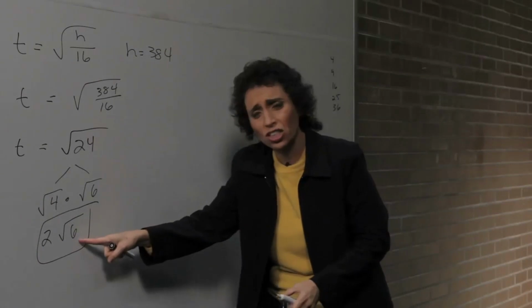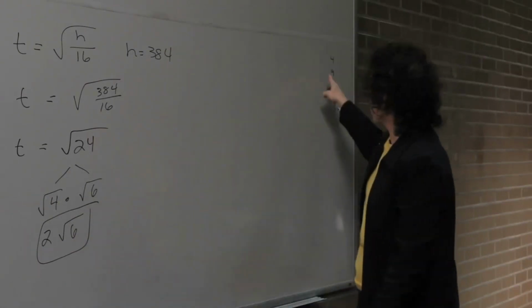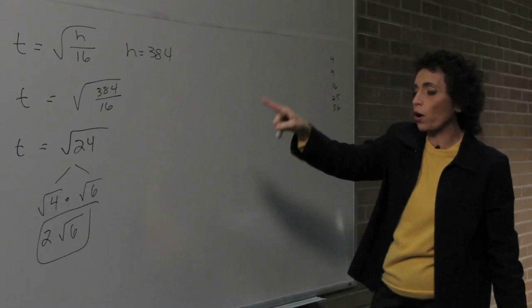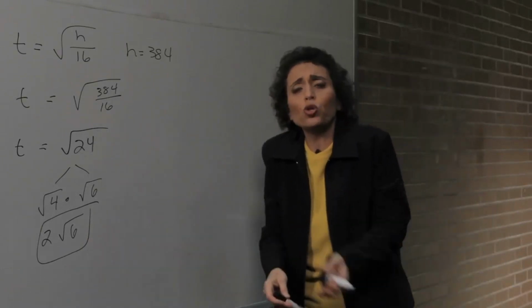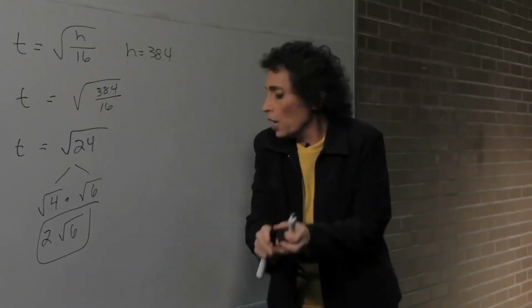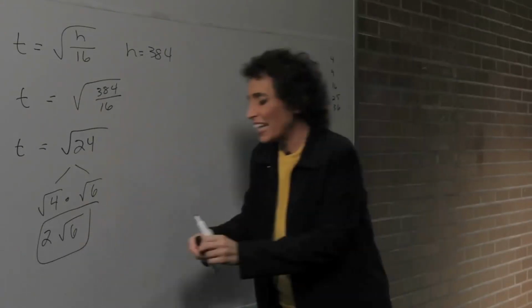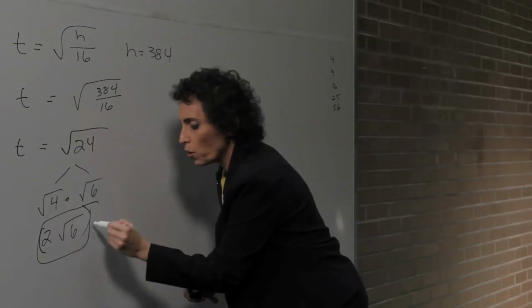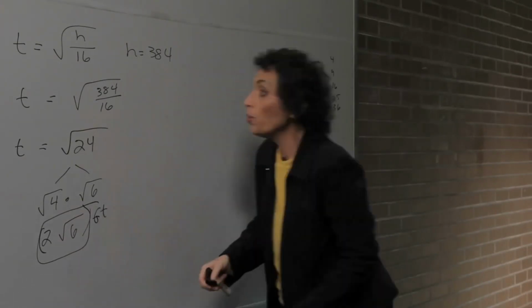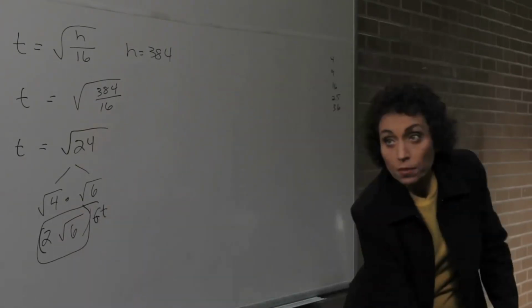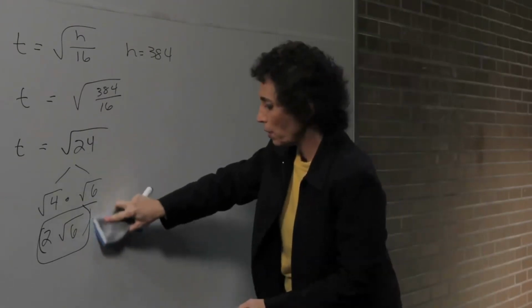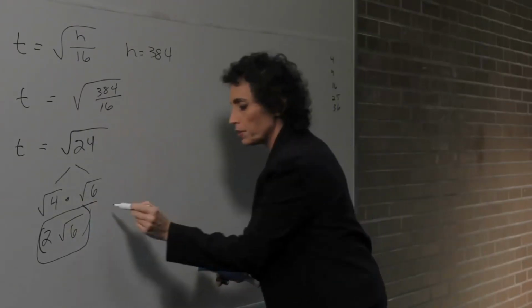I know you want to break 6 up. I always do too. But you can't, okay, because there's no perfect square factor in 6. If you're saying 2 times 3, that's not a good idea because neither one of those are perfect squares, so that does not help me. That's the exact answer, 2 times the square root of 6 feet. Oh, no, seconds. Sorry. Seconds, not feet. I apologize. It's time. It's time. Yes, it's time.